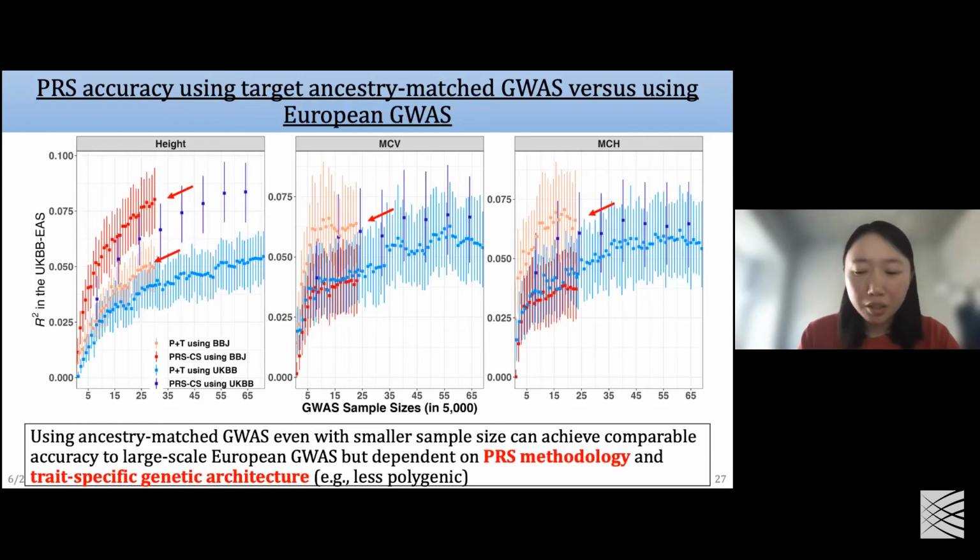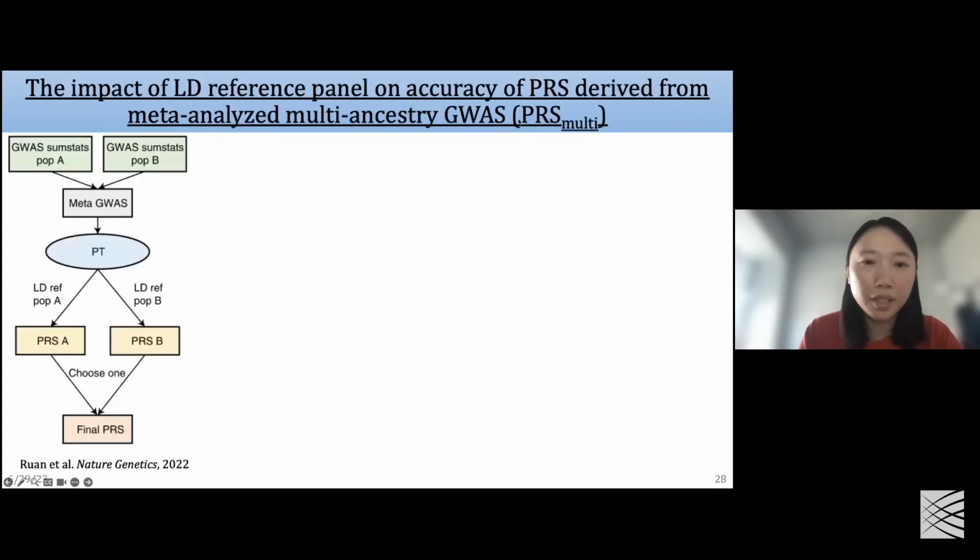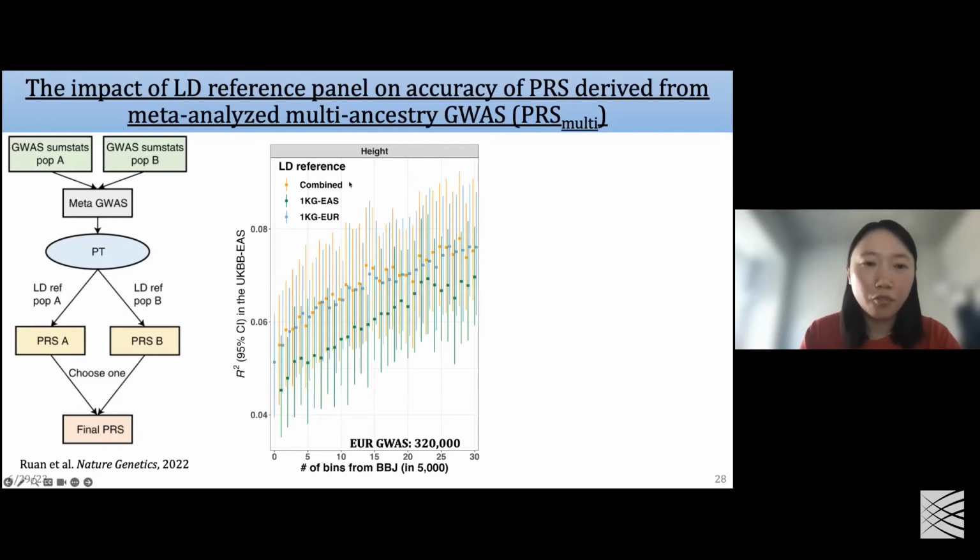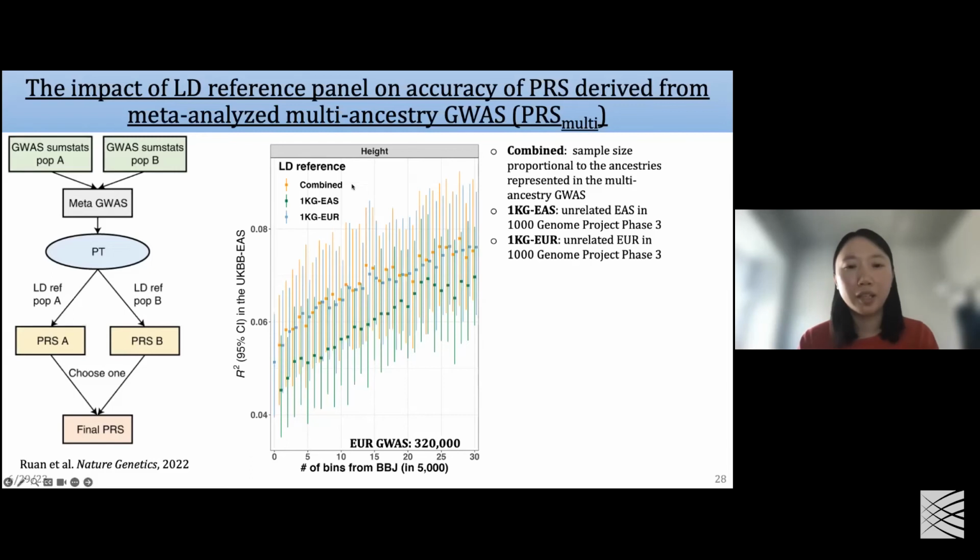We then constructed a PRS based on the multi-ancestry meta-analyzed GWAS. We call this PRS-multi. For such meta-analyzed multi-ancestry GWAS, we may use different LD reference panels to approximate the LD information for these SNPs. In this study, we tested three sets of LD reference panels. The first one is a combined LD reference panel, whose sample sizes are proportional to the ancestries represented in the multi-ancestry GWAS. The other two are single-ancestry panels, East Asian and European.